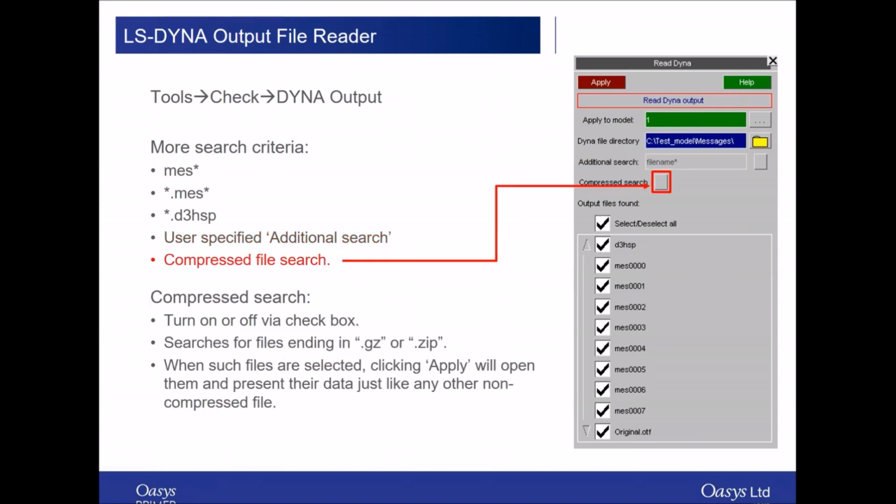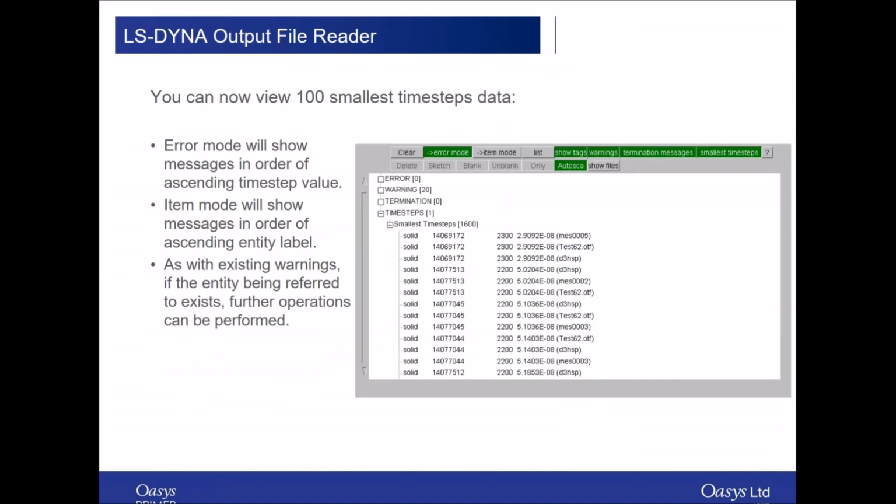We've also added in compressed search. People told us that quite often they will automatically zip up the output files from LS-DYNA. And so we've added in a way that you can pick up those zipped files and read those in natively, so you don't have to unzip them before Primer can read them. One other thing we've added into this: we look for errors and warnings and termination messages, but now we've added in time step information. This allows you to view and sketch the entities referenced in the 100 smallest time step messages that are in the D3HSP file. So again, just a quicker way of investigating that information.